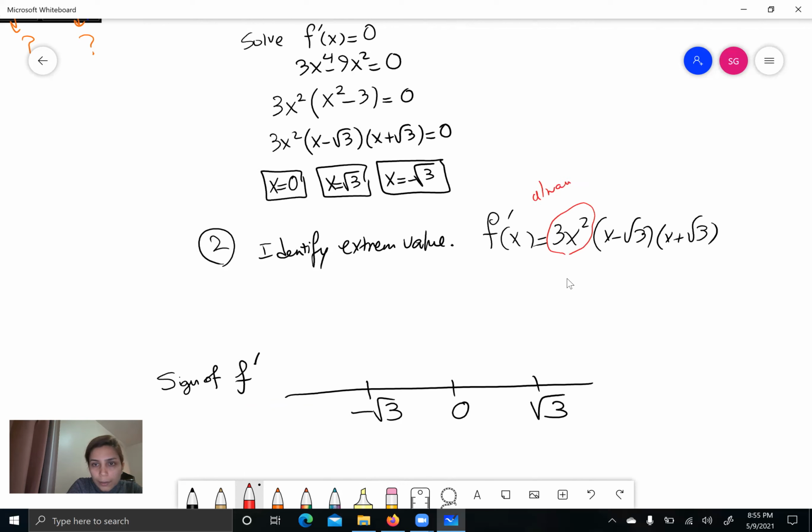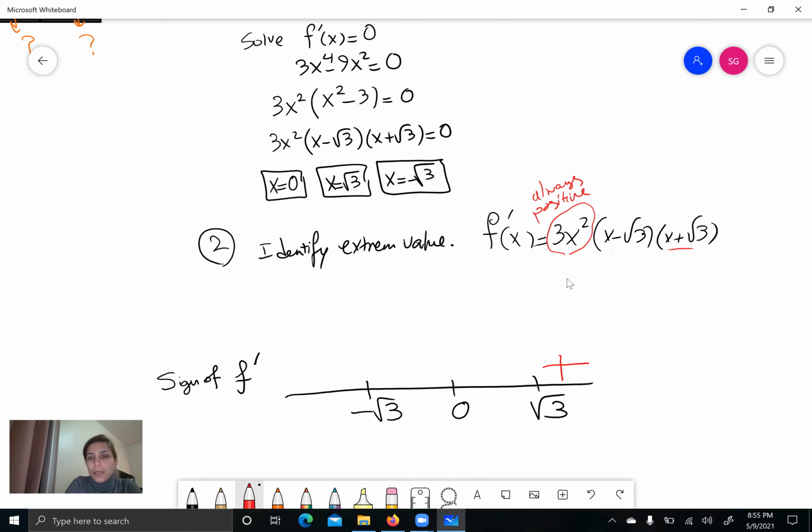Always positive. If you have a value greater than square root of 3, this is going to be positive, right? And this is going to be positive. So this is going to be positive for any value greater than square root of 3. If you want, you can try some value, but over this region, the f prime is going to be positive.